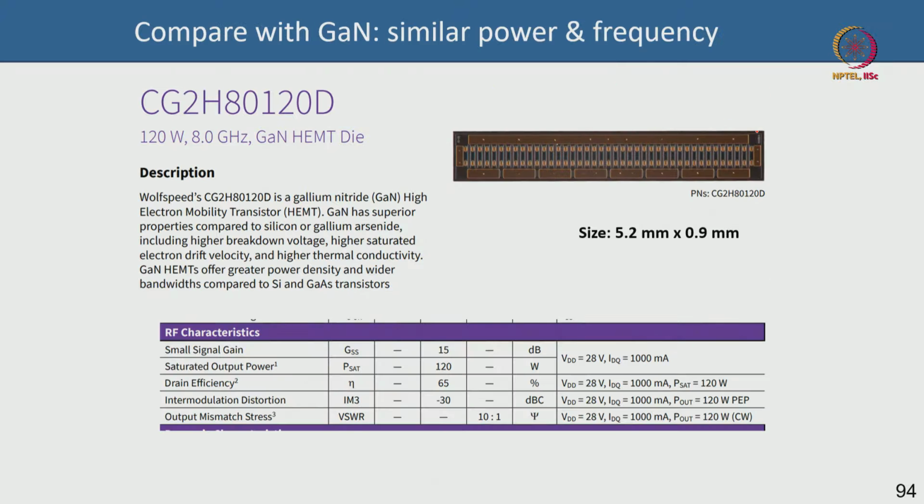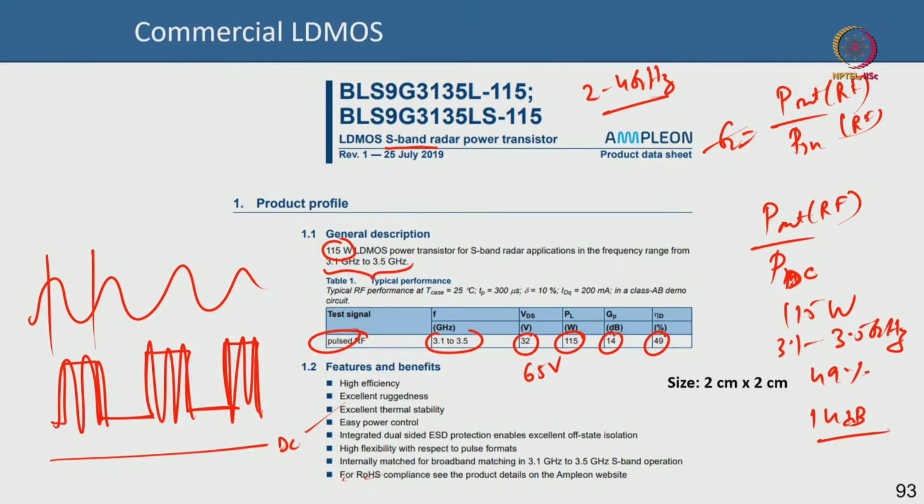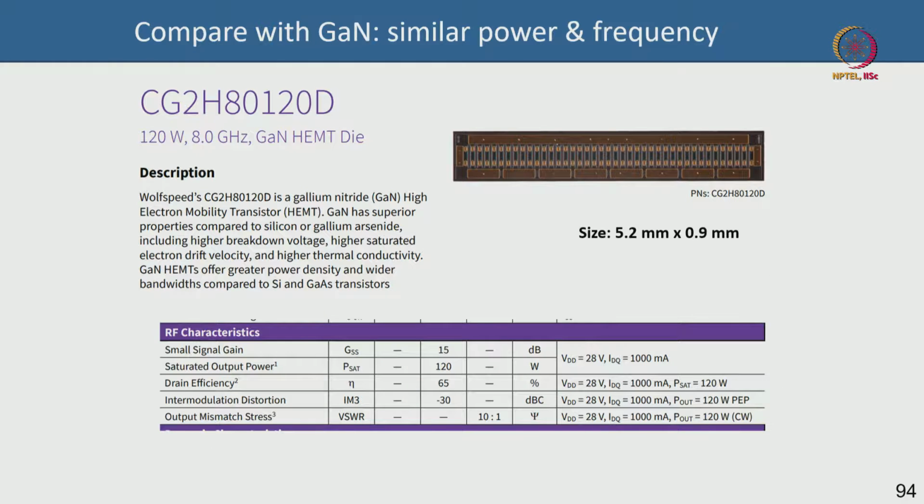Now I'll compare that LDMOS with a similar gallium nitride device, just to have a feel for the technologies that are available today in the market. This gallium nitride device is actually 8 gigahertz. I can pull up one at 3.1 to 3.5 also, but I'm trying to bring home the point that you get 120 watts of power at 8 gigahertz, which is a more scaled device because your gate length has to be scaled down to get power at 8 gigahertz compared to 3.5 gigahertz. So it's an 8 gigahertz, 120 watt discrete GaN die.